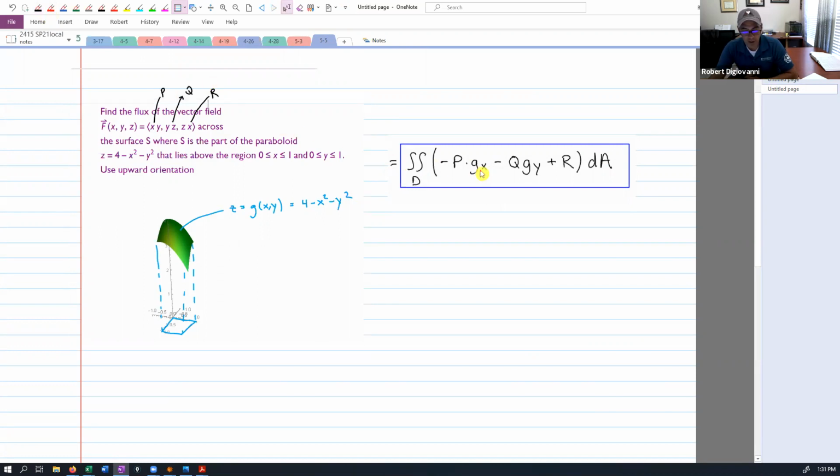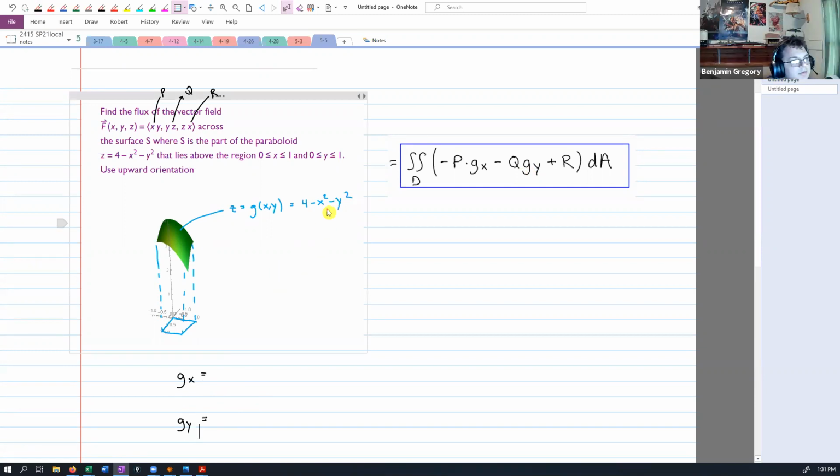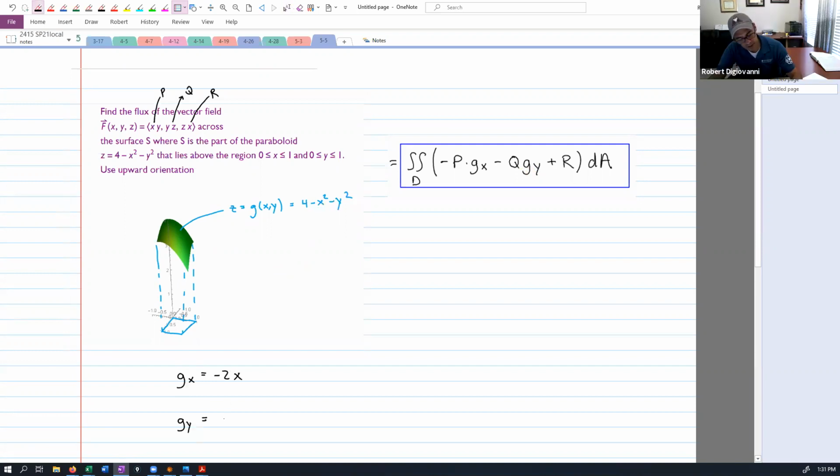We're going to need to know the partials of G with respect to X and Y. So let's go ahead and do those also. I'll do those down here. What is the partial of G with respect to X and Y respectively? With respect to X, it's negative 2x. And with respect to Y, it's negative 2y, right?